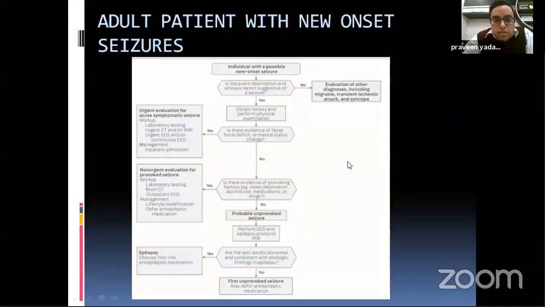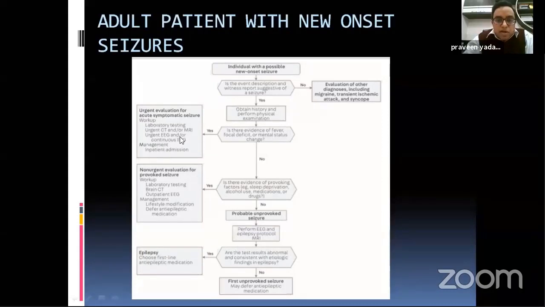Now, this is a flow chart which shows if the patient presents with a possible new onset seizure, you have to see whether it's a seizure or not. So rule out the mimics. And if it is a seizure, you do a physical examination, looking for three things: fever, focal neurological deficit, and mental status. You can also go for the fundus examination.